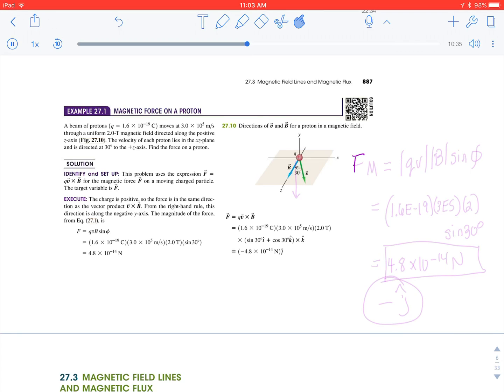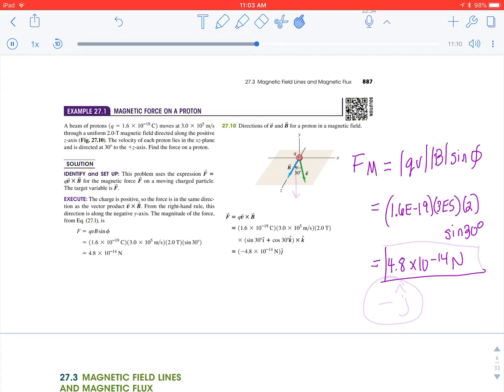So the easiest way to approach this is just to say qvB times sine of the angle between. So if you plug your numbers in, you're going to get 1.6e-19 times your velocity, which is 3e5, times your magnetic field, which is 2, times, and I'm sorry, I have to write on the next line here, times sine of 30 degrees, which is the angle between those two. When you do that, you should get 4.8 times 10 to the negative 14th newtons.